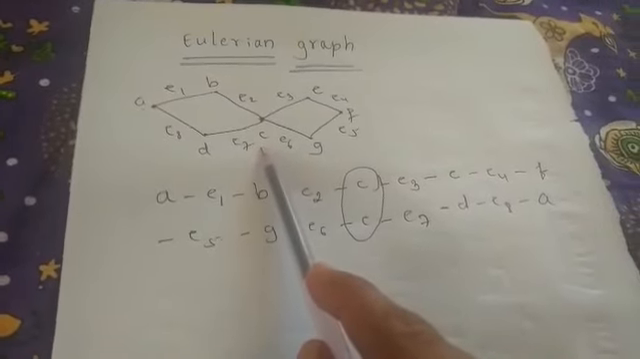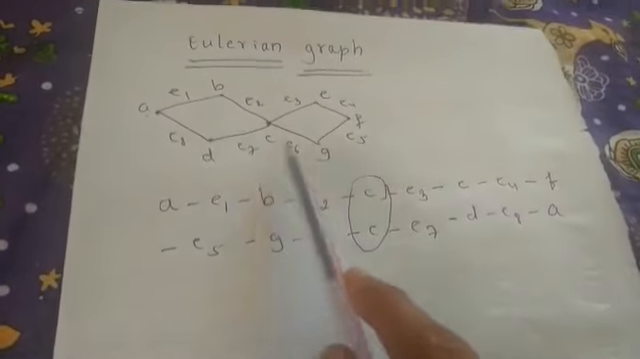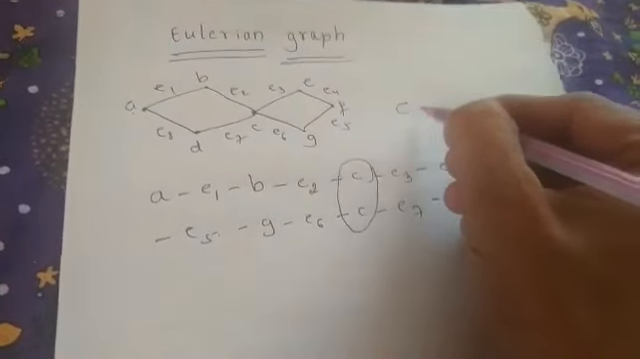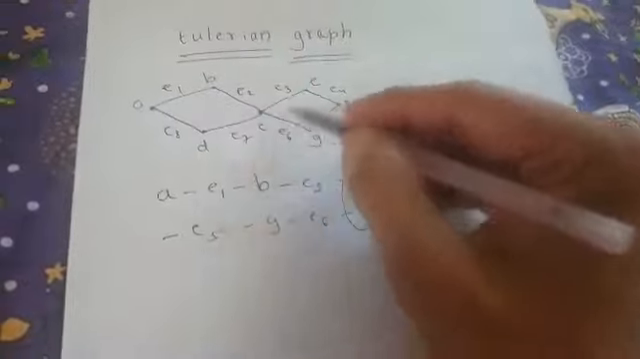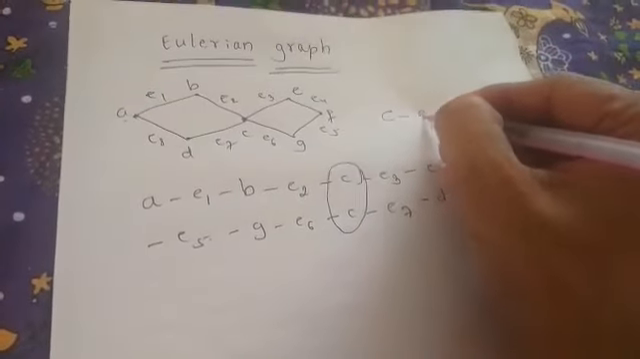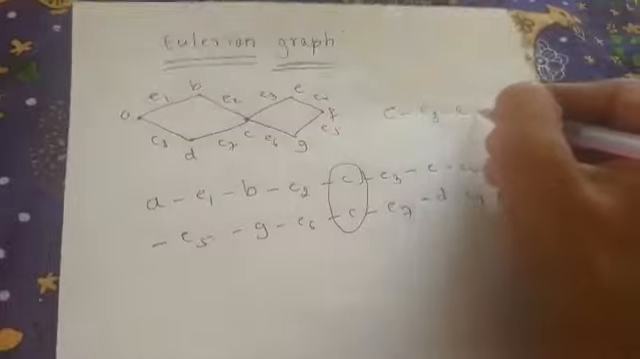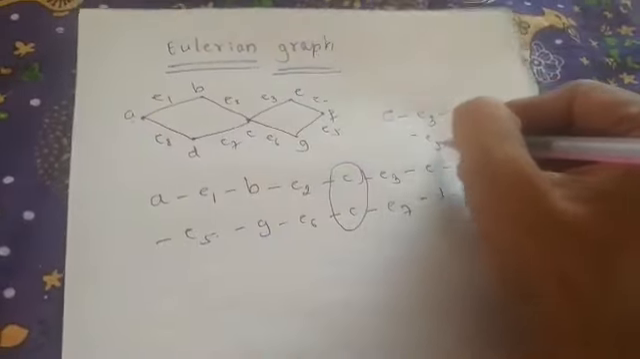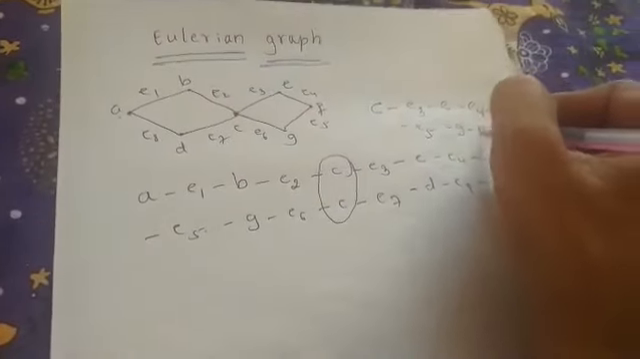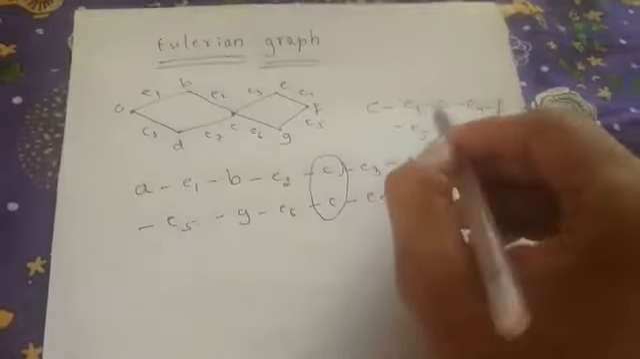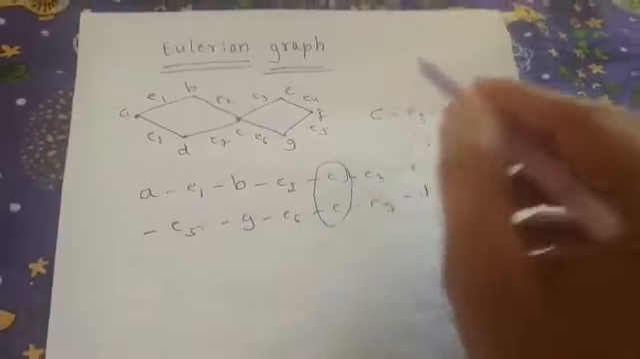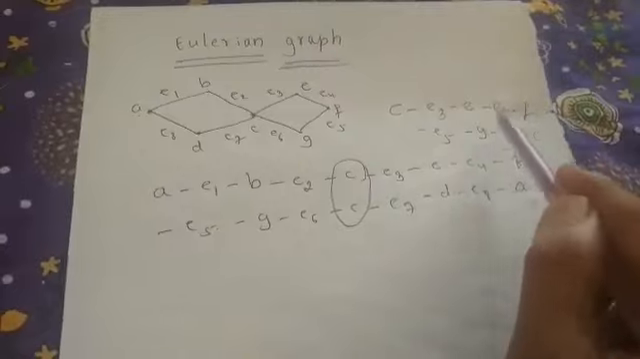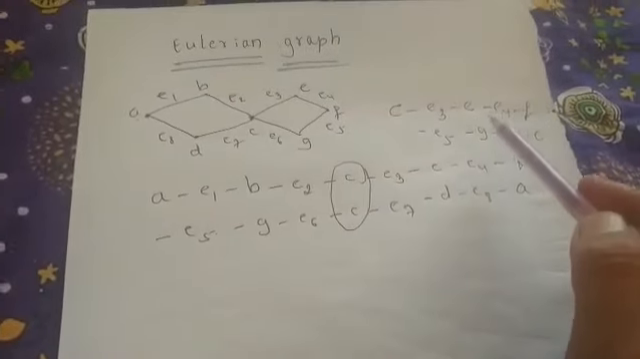So similarly, I'll answer this question by taking one more example. I'll construct one more walk here from point C to C: C, E3, E, E4, F, E5, G, E6 and C. Here also edges are not repeated. We can say it is a circuit because endpoints are same, edges are not repeated, vertices may be repeated.